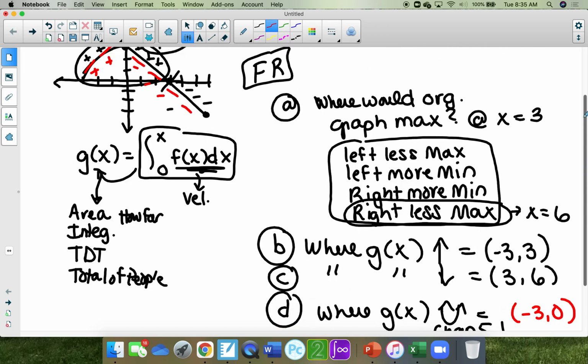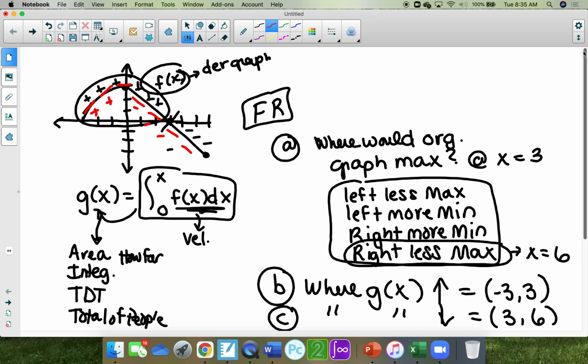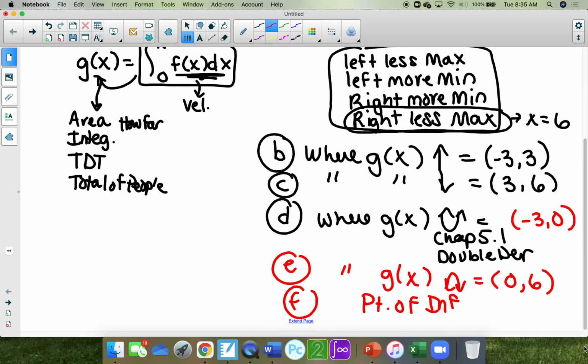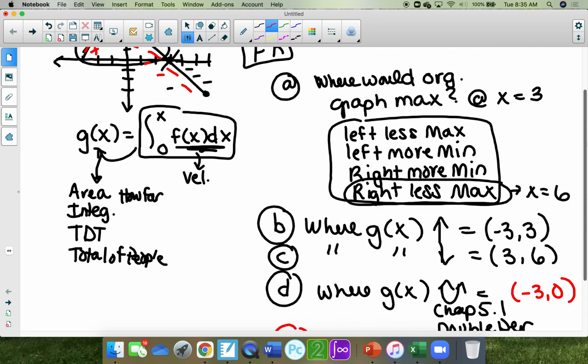It's where it would have a horizontal slope. But this is hard to do because there could be a cusp right there. So we're not going to worry about the point of inflection. Okay, now comes the next part.